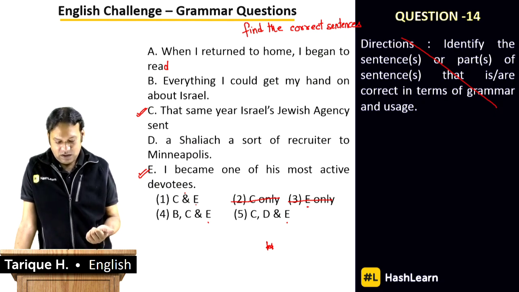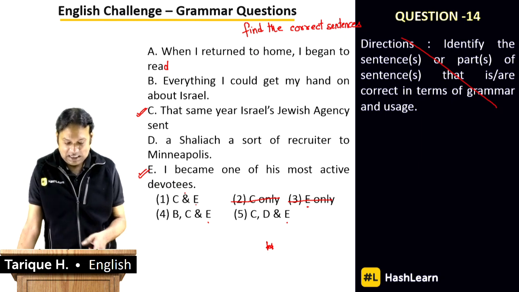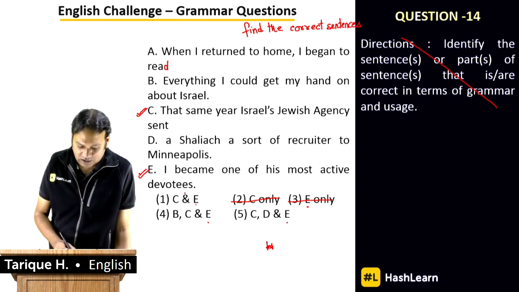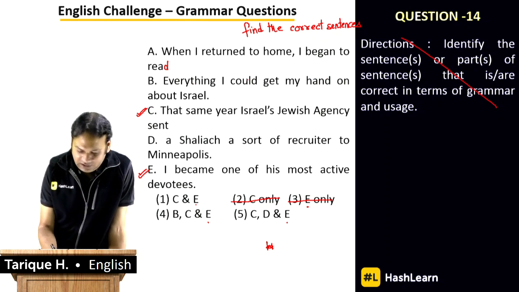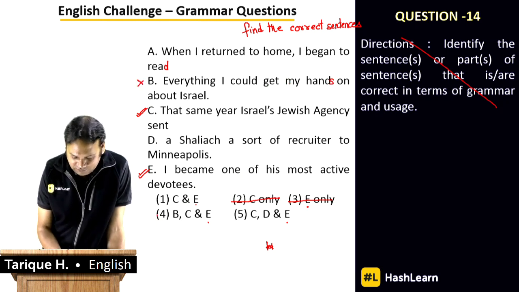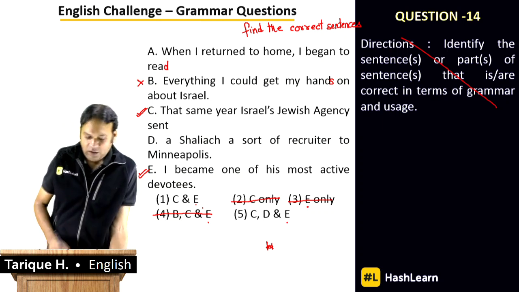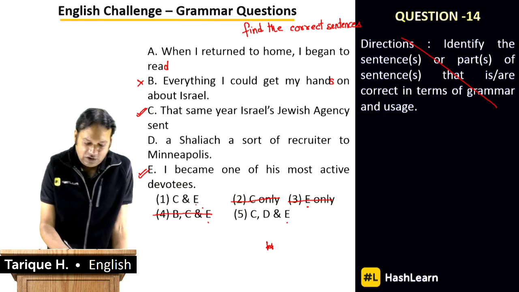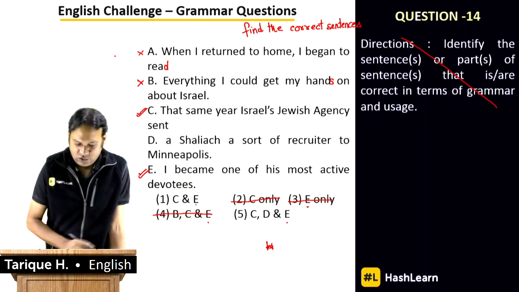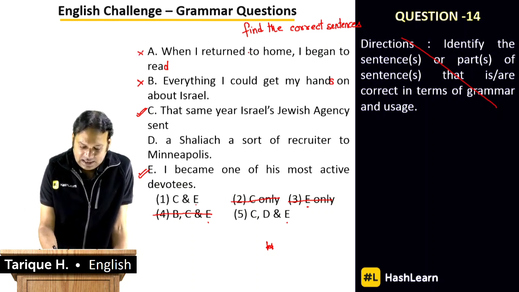All I have to do now is think about whether only C and E are correct, or whether we can have B and D along with it. Let's look at B. "Everything I could get my hand on" is not right. "Everything I could get my hands on" should be the right way. So B is wrong, which means the fourth answer option is gone. Now we are only left with C and E, and C, D and E. That means A is definitely wrong. It is not there in any of the answer options. The problem with A is that "I returned to home" is not required.